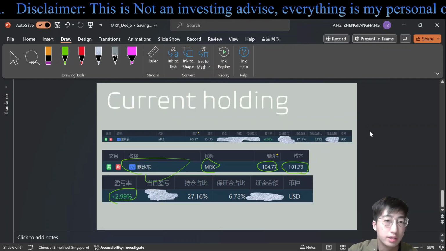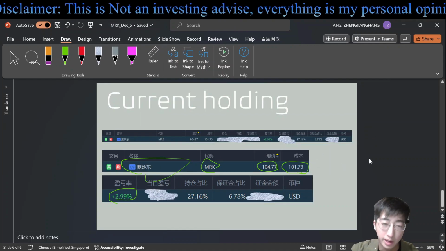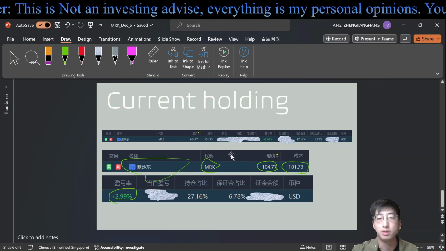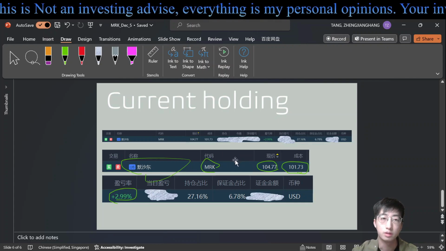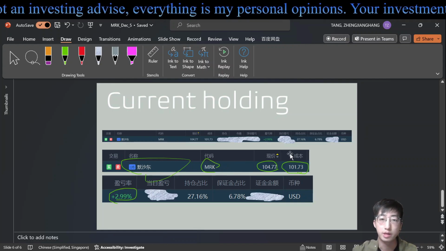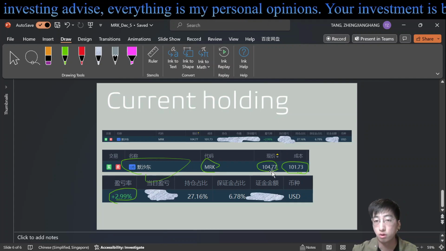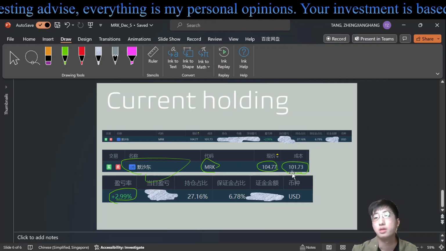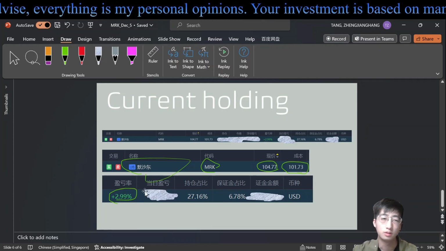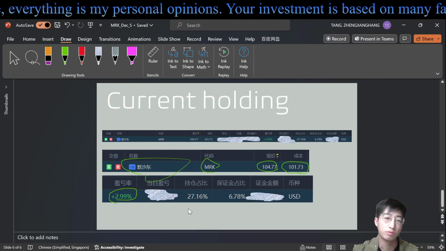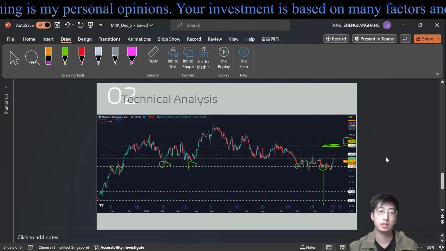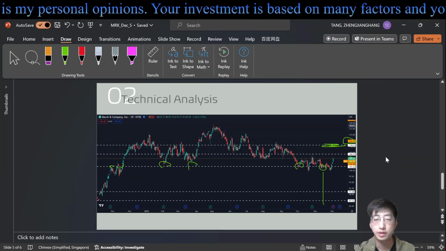Just to show you, this is the position I'm actively in. Sorry for the Chinese words here, because I set my broker to use Chinese as the default language. You can see that the ticker is MRK. The current price is $104.77. My cost is $101.7, and I currently have a 3% return. Right now it's 27% of my holdings. So that's my MRK analysis.